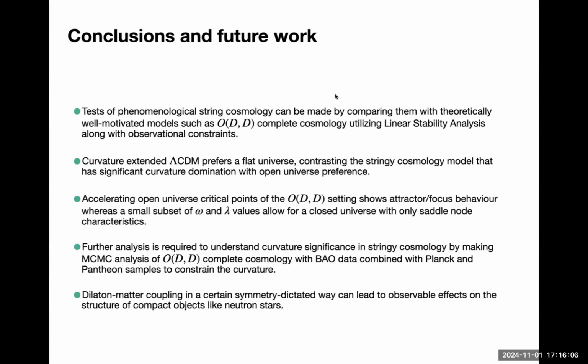As I said before, we need further analysis to understand the behavior and the preference of the curvature in string cosmology, by making a Bayesian, Monte Carlo analysis on the ODD complete cosmology with the BAO data combined with Planck and Pantheon. And we can do another work comparing the scalarization or screening mechanisms of dilaton matter coupling in models motivated by a certain symmetry, which can lead to observable effects on the structure of compact objects like neutron stars.